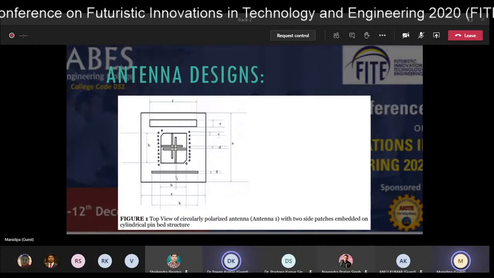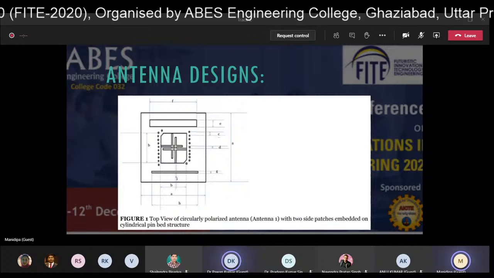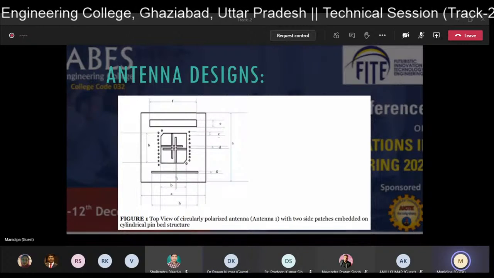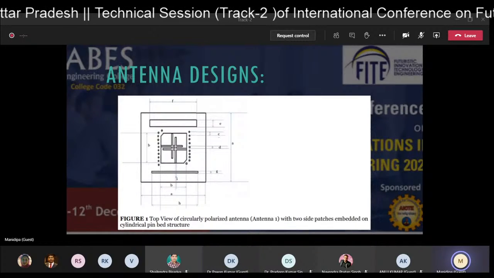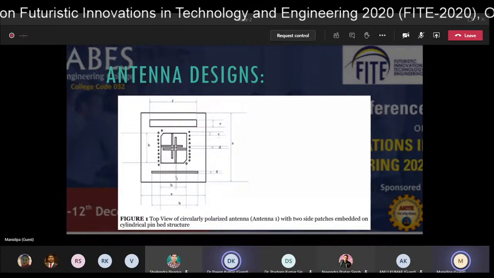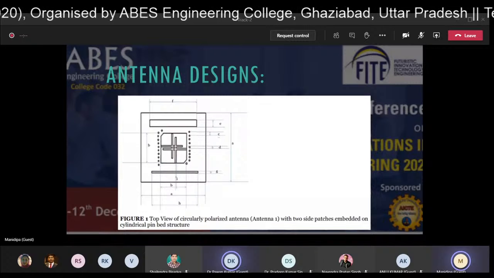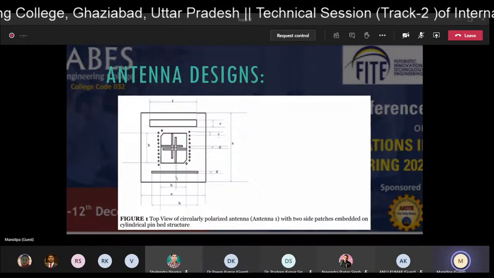For reconfigurability, generally we have the superstrate geometry, and by varying the height of the superstrate, we can achieve reconfigurability. I have not used that, but yes, sir, it is possible. In this design also, this can be incorporated.